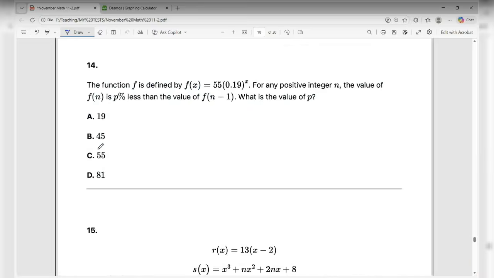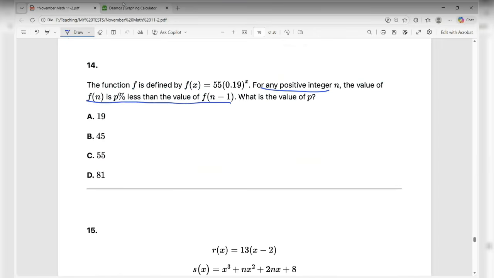Question 14. The function f is given, okay, where for any positive integer n, the value of f of n is p% less than this. What is the value of p? Yeah, that is just Desmosable.